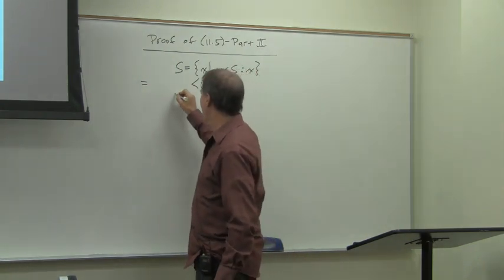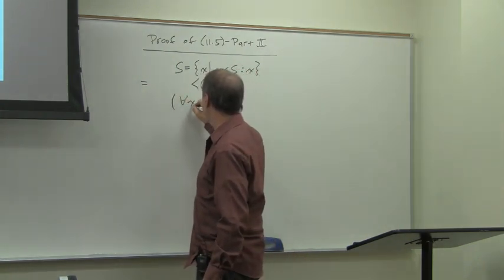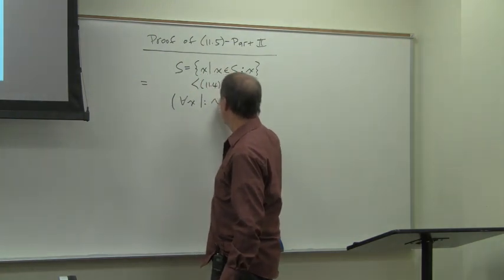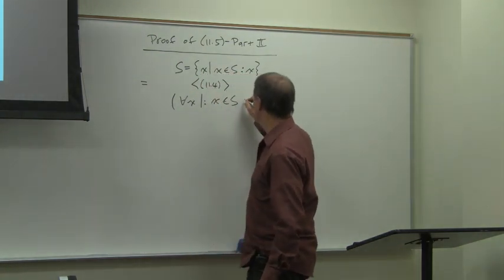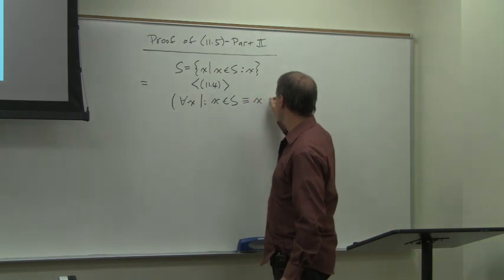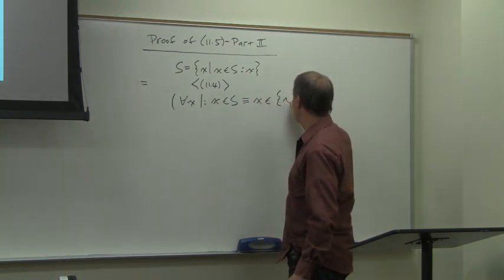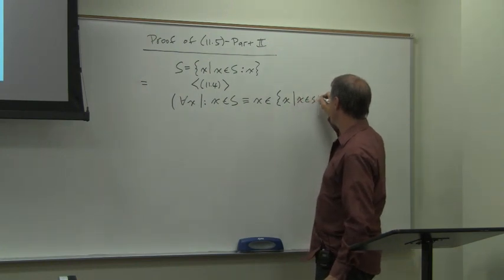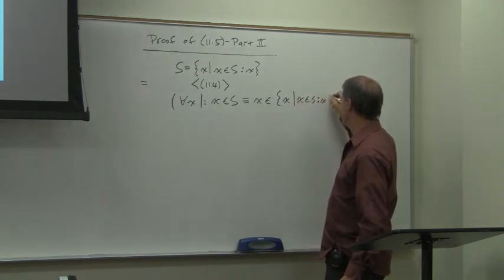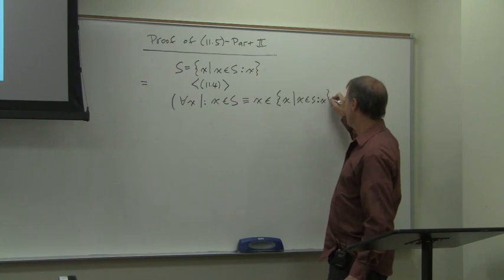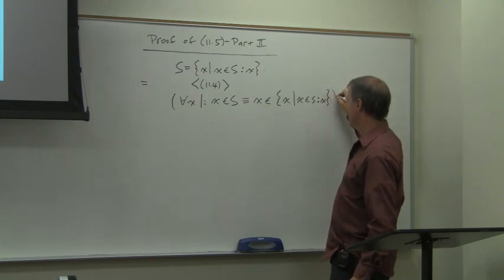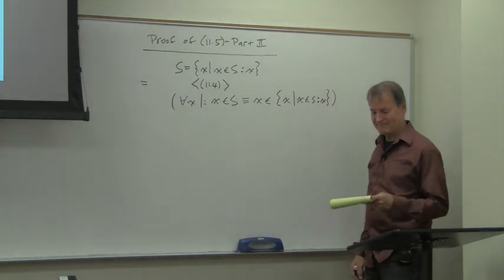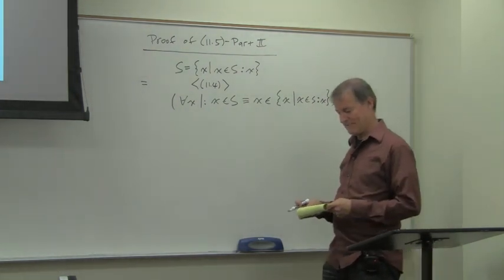For all X, range true: X is an element of S equals X is an element of the set over X, range X is an element of S, body X. That's it. Translate, close set, close for all. Okay. Are we good? Gross, ugly.